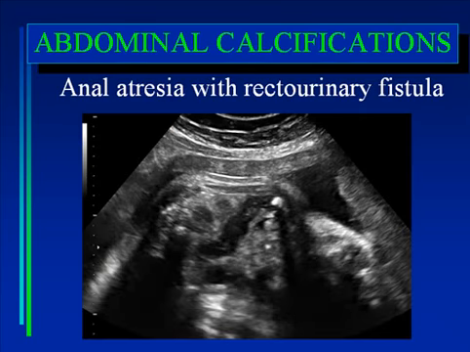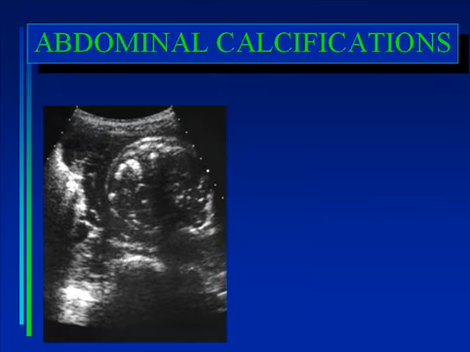So here is an example of a fetus with anal atresia and a rectourinary fistula, in which we can see calcifications that are localized to within the loops of colon. And it's thought that the calcifications in fetuses with anal atresia are most likely to occur in those with a rectourinary fistula and are likely on the basis of mixing of the meconium with urine.